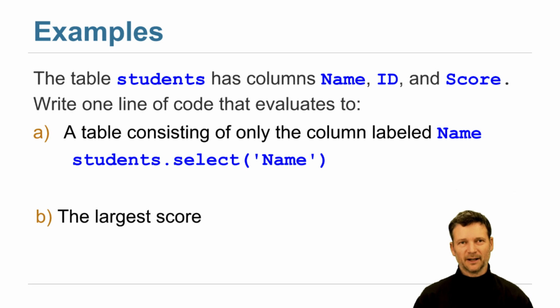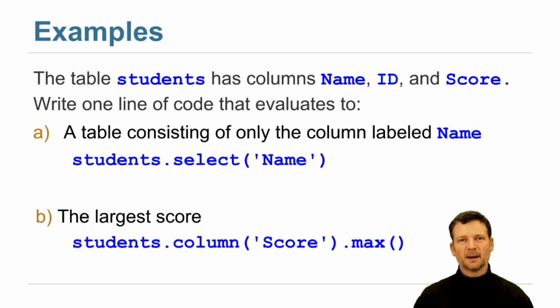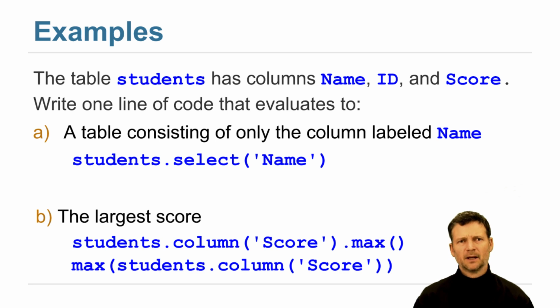So how do we get the data from the score column into an array? You saw in a previous video how to do that. You use the column operation. That will get all the data in the score column into an array, and then you want the largest number in that array, so you can use the max method. You could have done it in either of these two ways. They both work. Okay, those are some simple examples of working with tables.